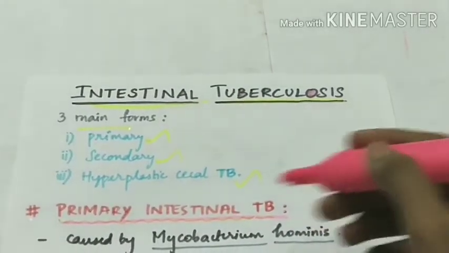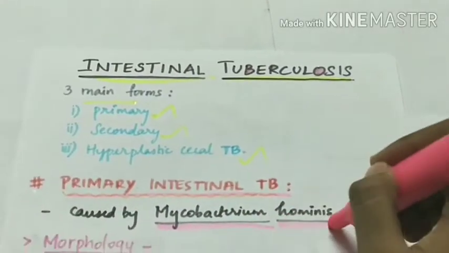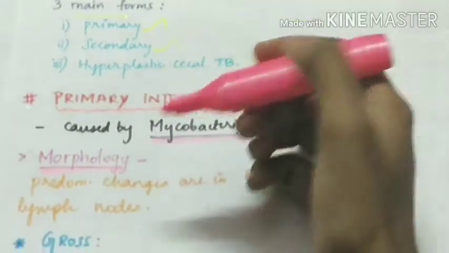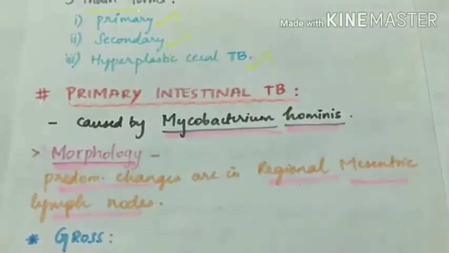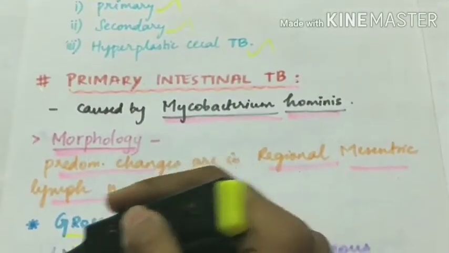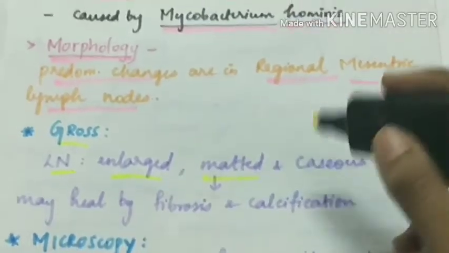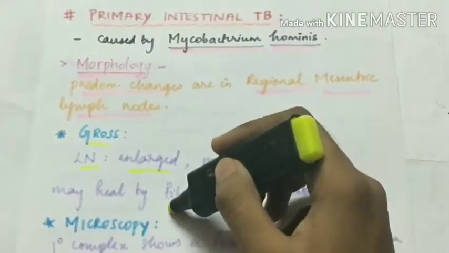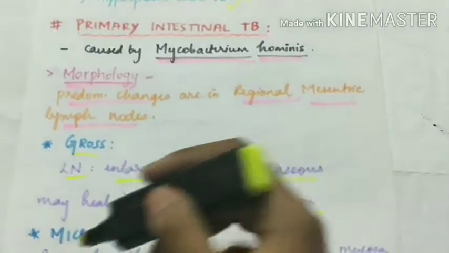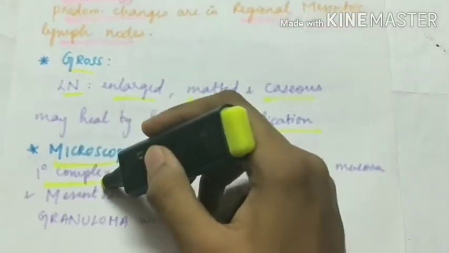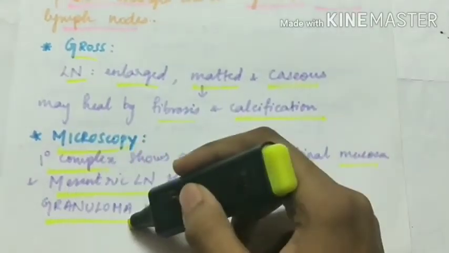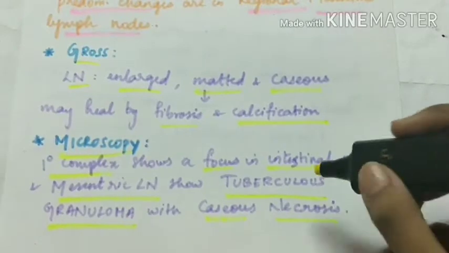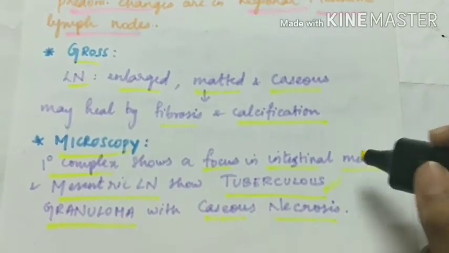This is mostly caused by the bacteria Mycobacterium hominis. Morphology: predominant changes are seen in the regional mesenteric lymph nodes. Grossly, the lymph nodes are enlarged, matted and caseous, and they may heal by fibrosis and calcification. Microscopy: the primary complex shows a focus in the intestinal mucosa, and the mesenteric lymph nodes show tuberculous granuloma with caseous necrosis. So this is the important point in primary intestinal tuberculosis.